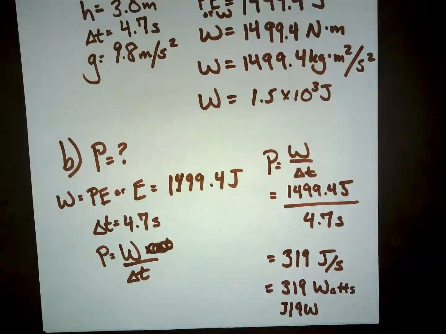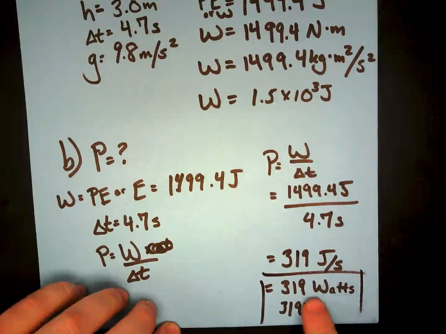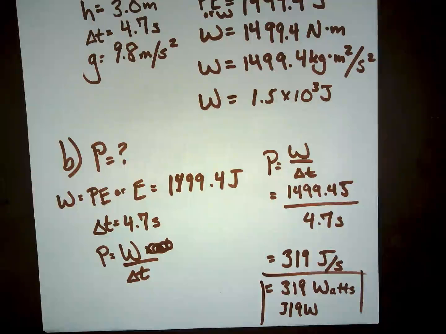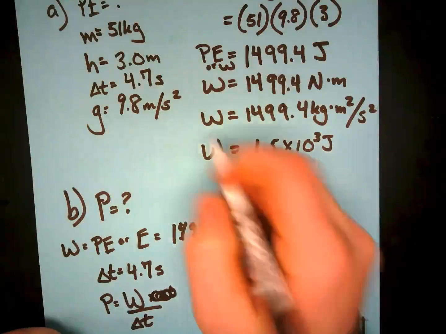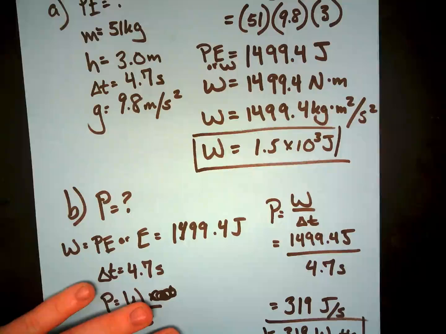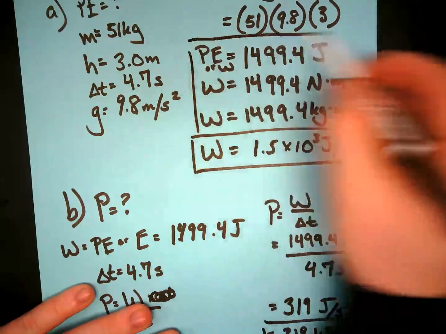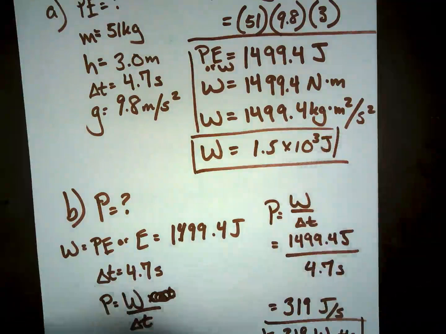So that is check your understanding number 1. Again, for B, we have 319 watts, or just watts used. And our answers up here, because all of these could be potential answers: the amount of work that was put into the system was 1,499.4 joules.